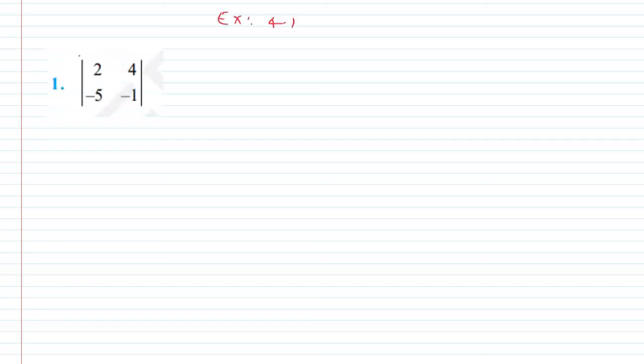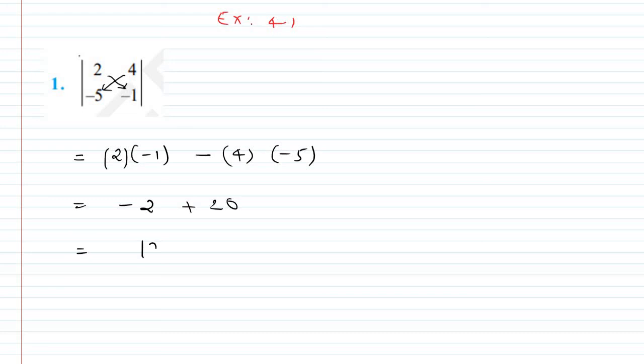Now evaluate this determinant. How do we find this result? First we multiply these two: 2 into minus 1, minus 4 into minus 5. So it is minus 2, and minus into minus is plus, 4 fives are 20. So the answer is 18. The value of this determinant is 18. Do you understand it?